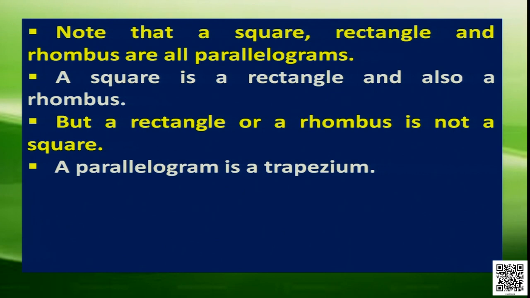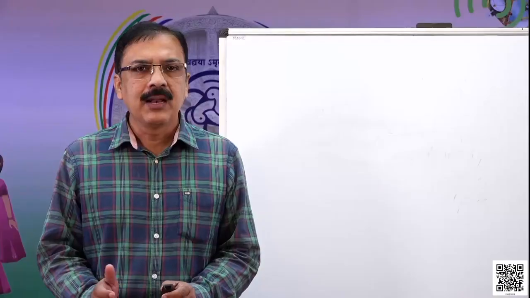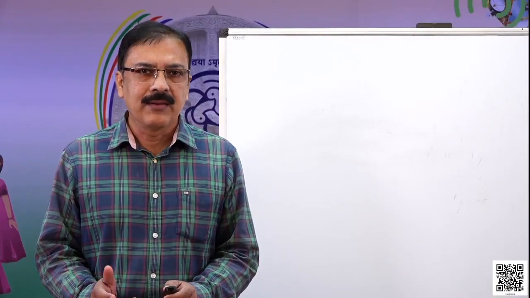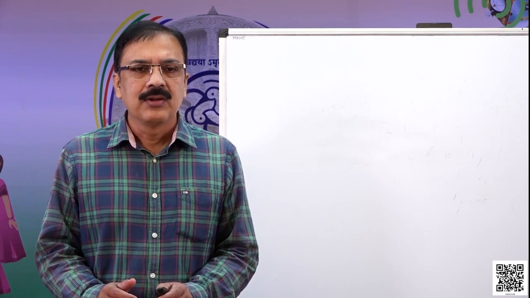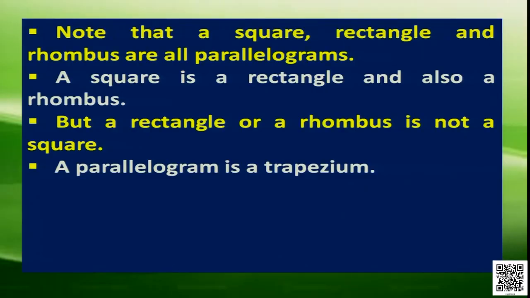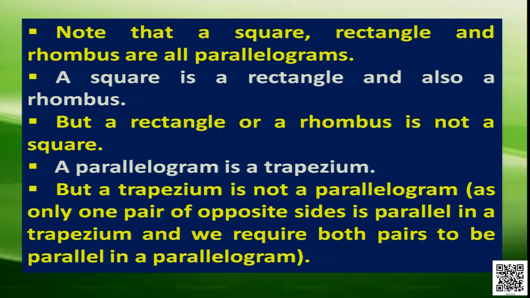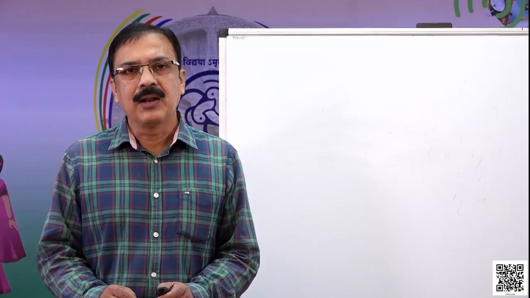Now see, a parallelogram is a trapezium, because what is a trapezium? One pair is parallel. In a parallelogram, we satisfy this condition. So, a parallelogram is a trapezium, but a trapezium is not a parallelogram, as only one pair of opposite sides is parallel in a trapezium, and we require both pairs to be parallel in a parallelogram. So, a trapezium is not a parallelogram.